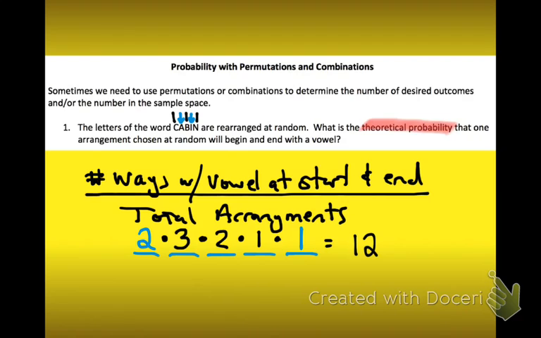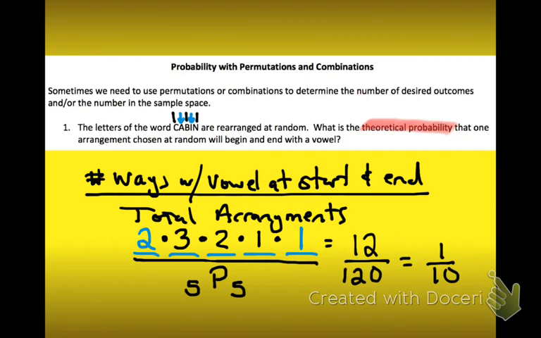12. And on the bottom, we want to find the total number of arrangements. So we want to do 5P5, because the order does matter. So 5P5 gives us 120, 5 times 4 times 3 times 2 times 1, which actually you can reduce, and it will give you 1 out of 10 as your final answer.